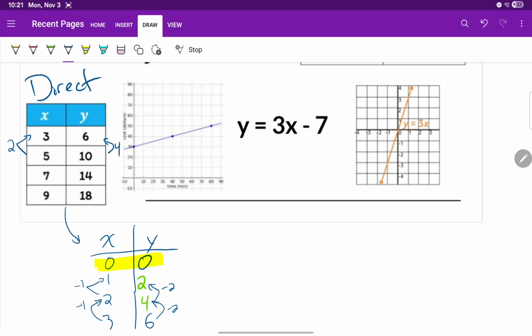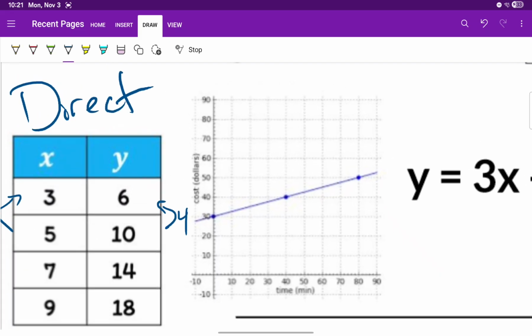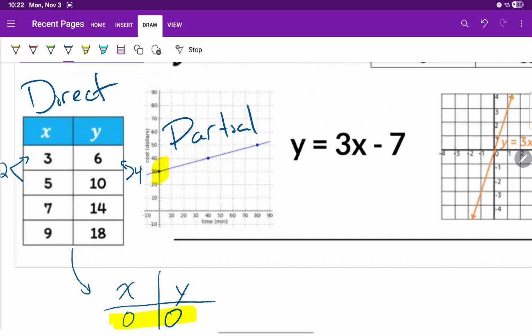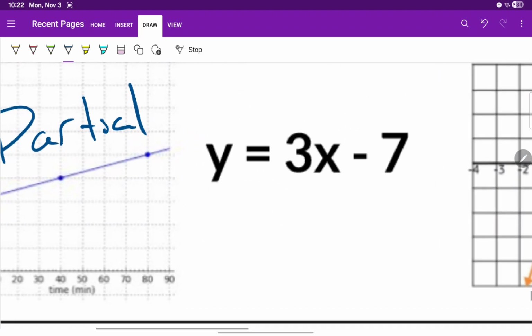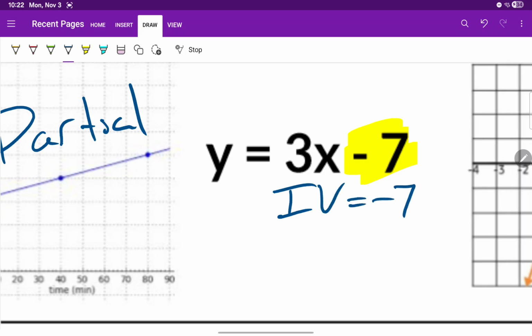Okay. The next one, let's look at this graph. Where's my starting point? Right here. This is not the origin. So this one is partial. Ooh, look at this one. Remember, my constant is my initial value. So my initial value here is equal to -7, which is not 0. So this is partial. Beautiful.